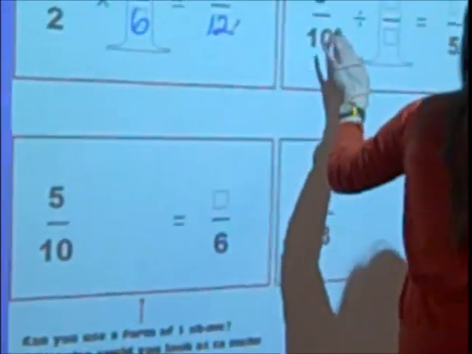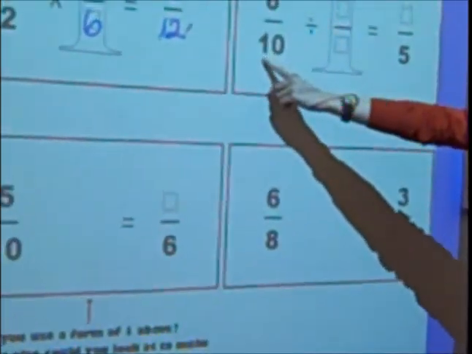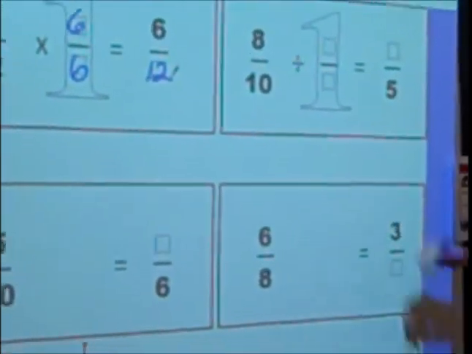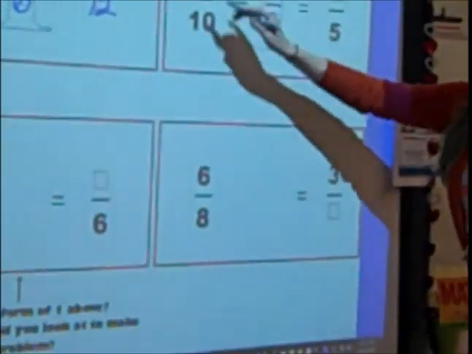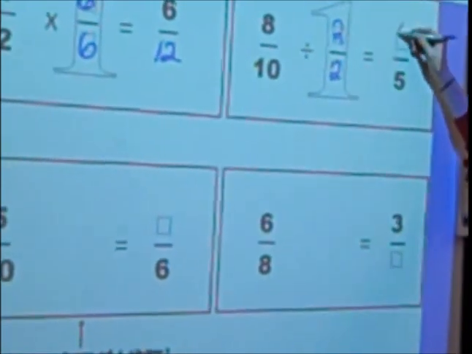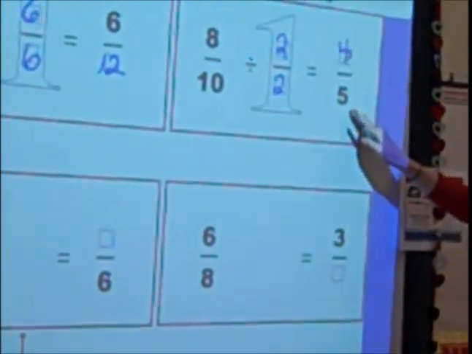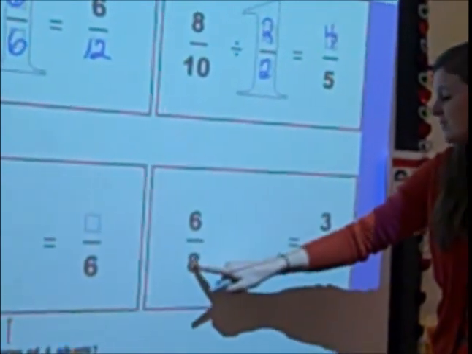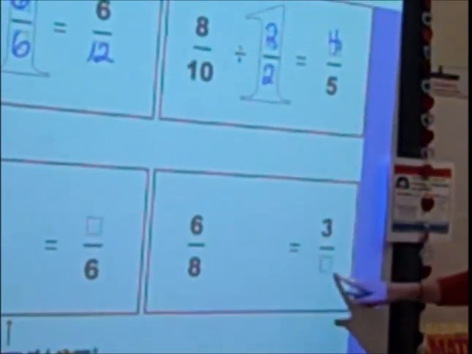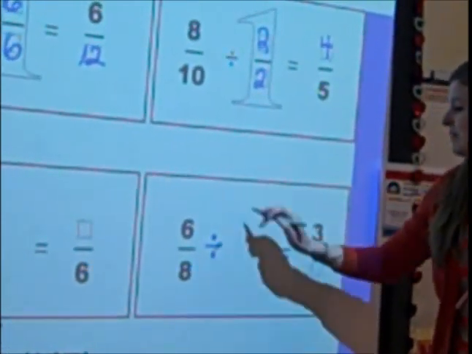Over here, 8/10 divided by what form of 1 would give me fifths? I look down here, 10 divided by what gives me 5? We got 2, which means that I need to divide by 2/2. 8 divided by 2 is 4, meaning 8/10 is equivalent to 4/5. Over here, 6/8, what am I doing here, multiplying or dividing? Dividing. So I'm dividing by a form of 1.